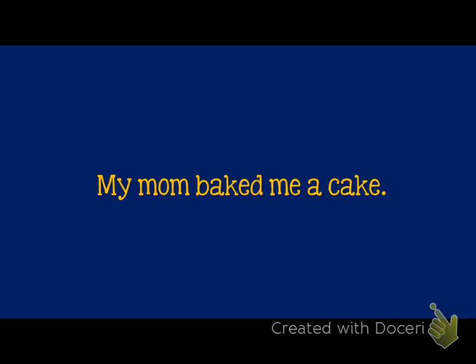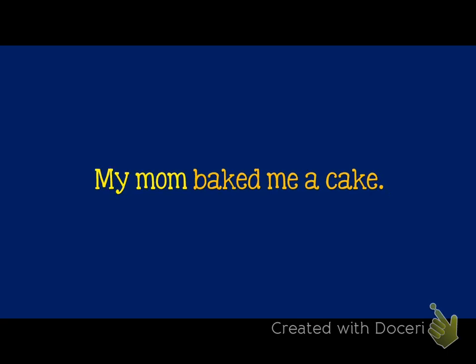So when we look at the sentence, my mom baked me a cake, remember to ask yourself that first question: who is the sentence about? If you said, my mom, you're correct. Now when we determine the predicate, we want to ask ourselves the second question that we discussed earlier. What is the subject doing?